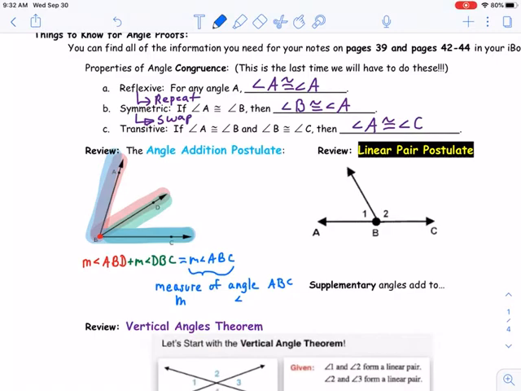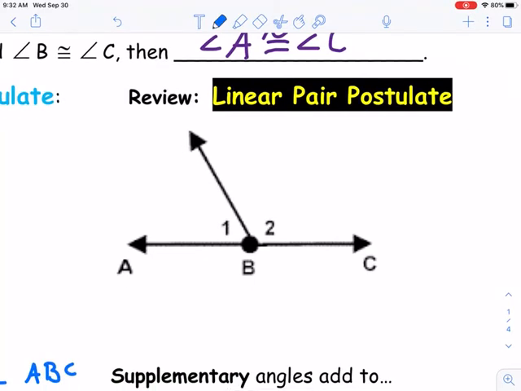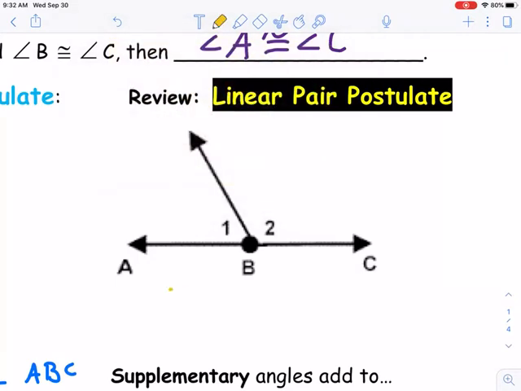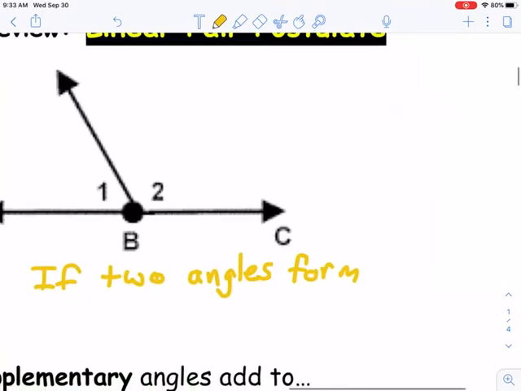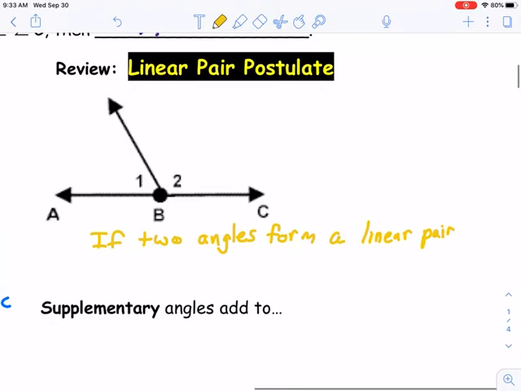And then linear pair postulate. I actually hate the linear pair postulate. If I could go back in time, if I owned a time machine, I would go back and rewrite the linear pair postulate. But I do not own a time machine, so I can't do it. It says, if 2 angles form a linear pair. So in this case right here, it'd be angle 1 and angle 2.